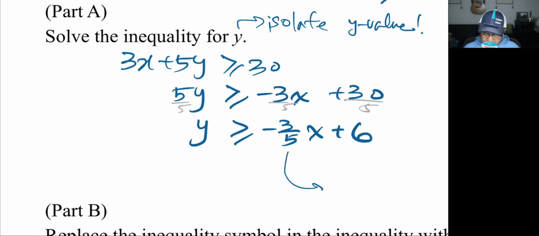So right there, that's a slope. And right there, that's the y-intercept. So this is a slope-intercept form, isn't it? Right, because we're given a slope and a point. So we could graph this thing nice and easy, right?